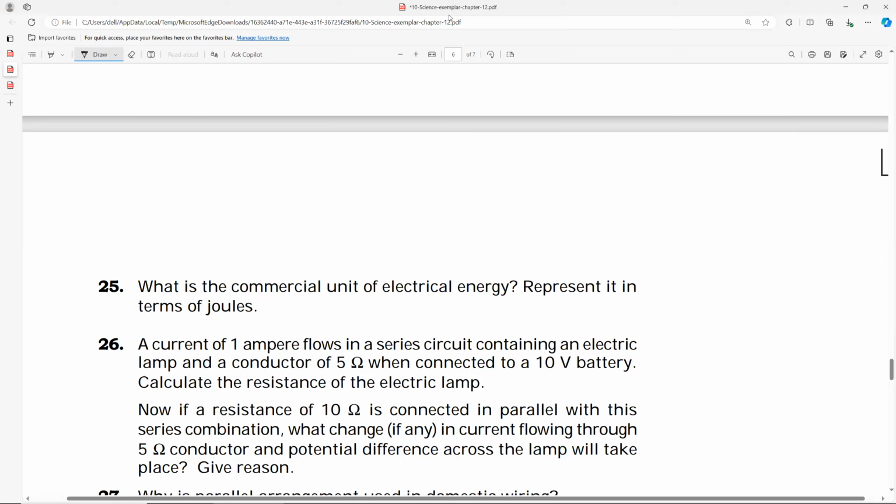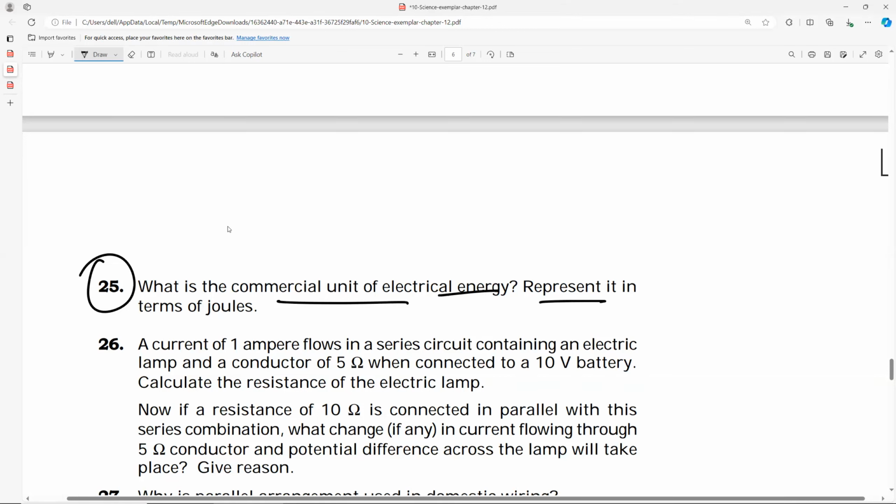The next question for this one, because most of the students are not able to do the exemplar questions. So that's why I'm dealing with that one first. You know this question 25, the answer of this question 25. What is the commercial unit of electrical energy? And represent it in joules.